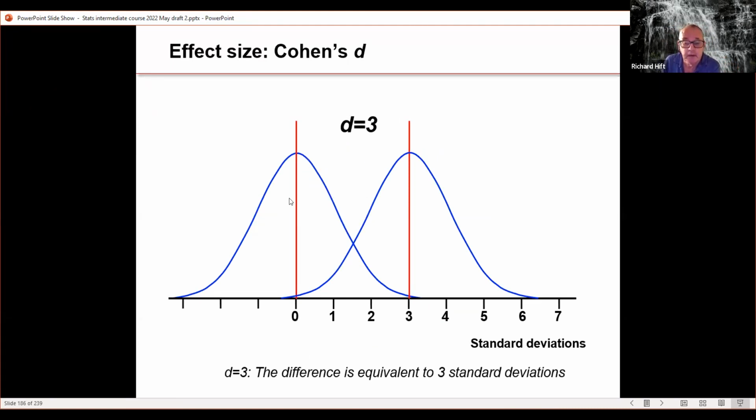Why? Because the difference in means is 3. The standard deviation is 1. 3 divided by 1 is 3. So here, Cohen's d is 3. That's a measure of effect size that takes into account both the size of the difference and the spread of results expressed in standard deviations.